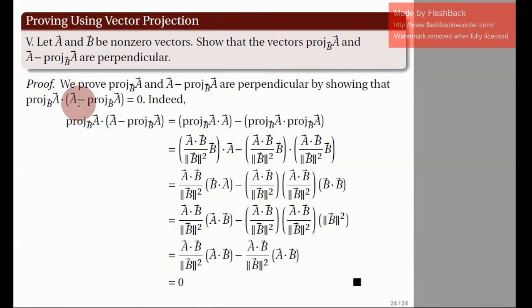So indeed, the dot product between these two vectors is equal to the 0 scalar. That is, they are perpendicular vectors. And we have proven this item successfully.